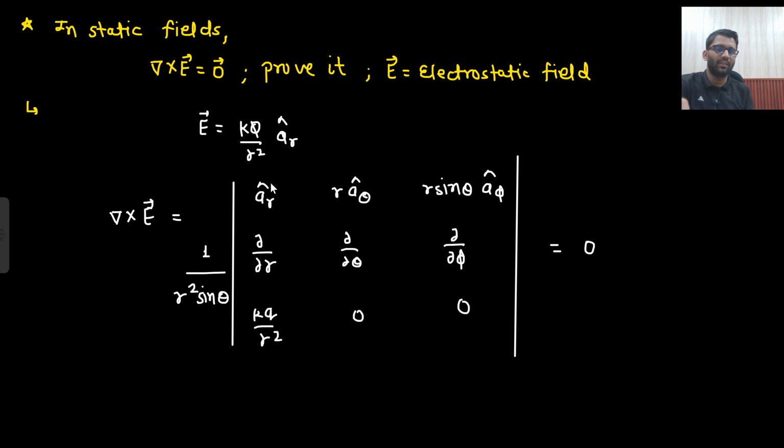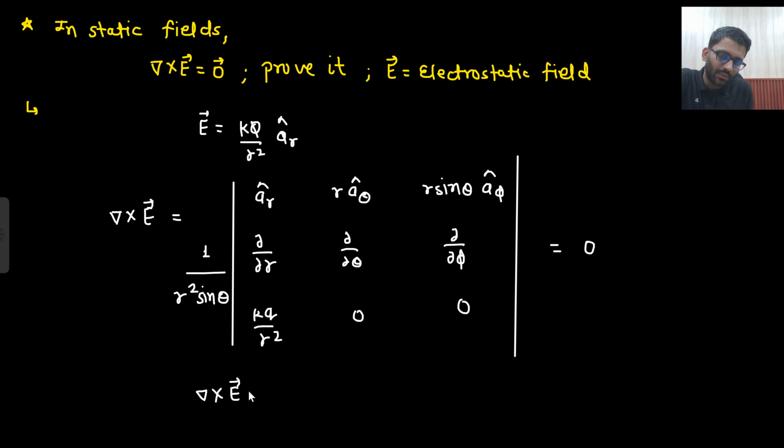You can solve it. A_r cap would come 0, A_theta cap would come 0, and A_phi cap would come 0 as well: R sin theta A_phi cap would come then 0, 0. So what is the answer? 0.